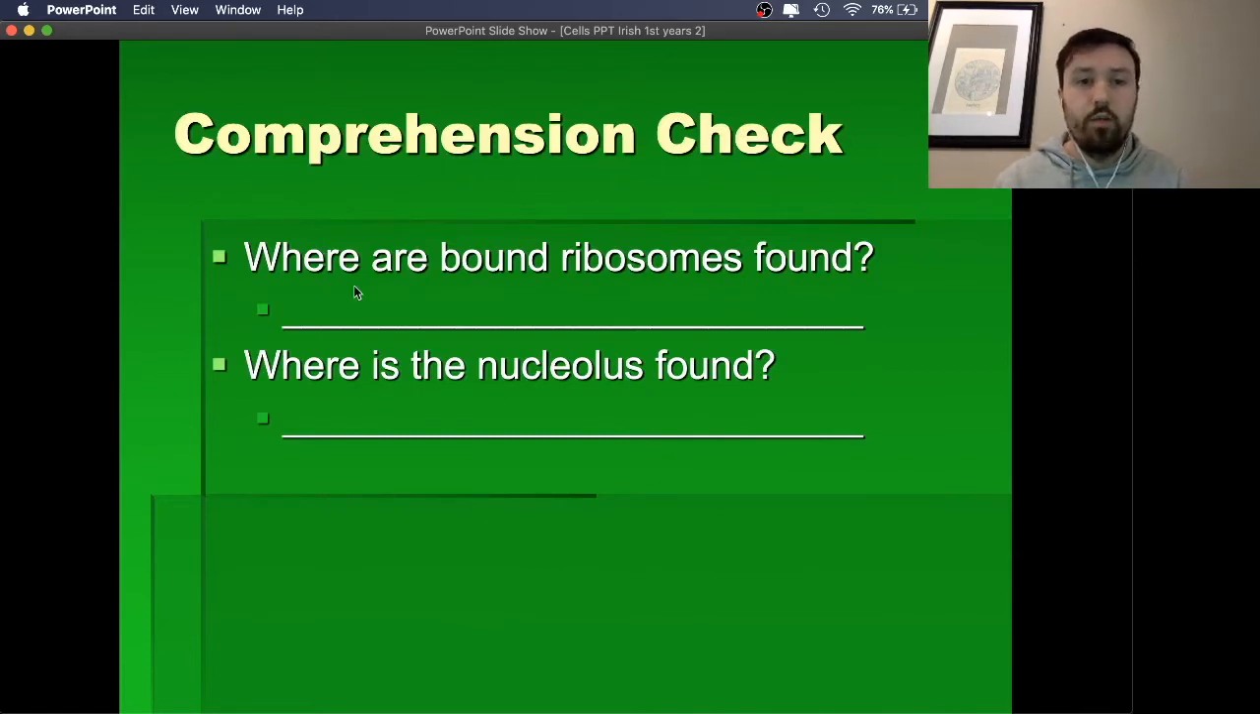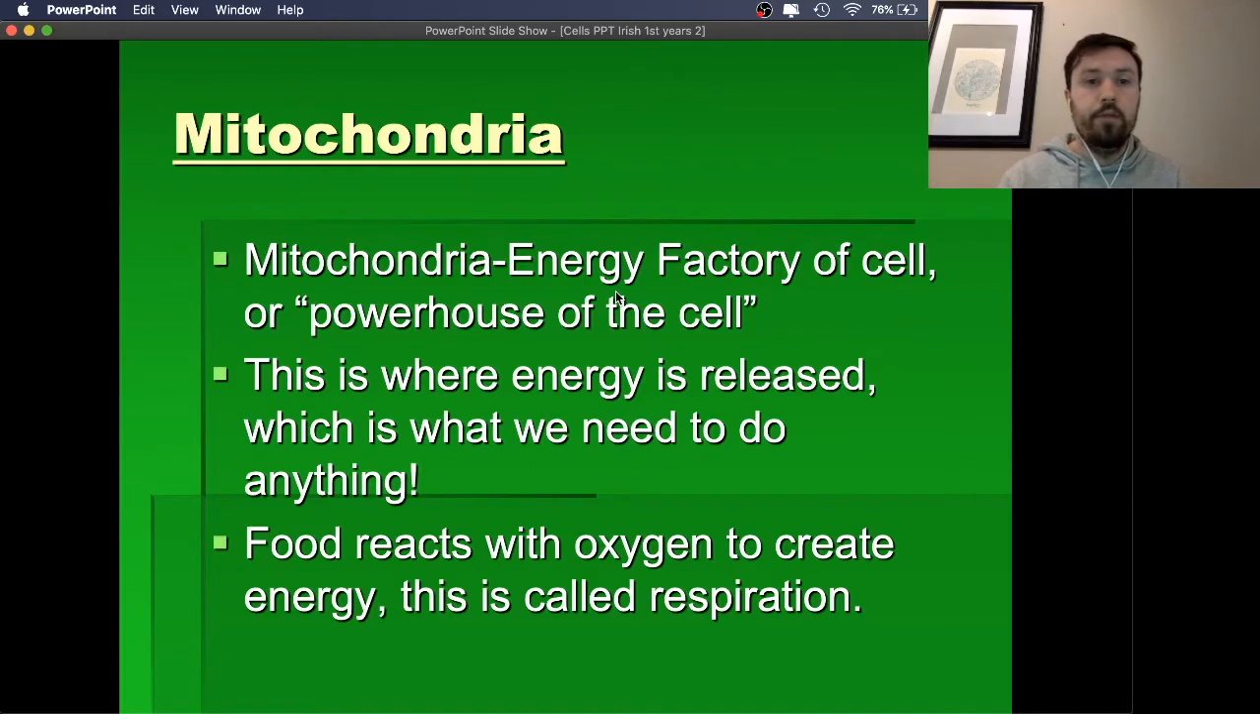So, comprehension check: where are bound ribosomes found? That answer is in a previous slide. And where is the nucleolus found? Again, all in a previous slide. So now we have the mitochondria.